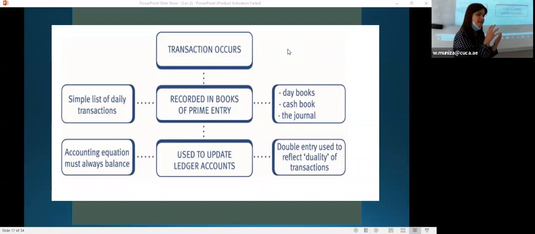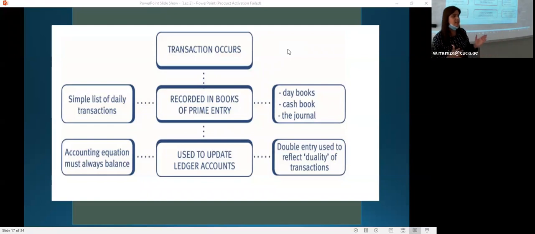Once the transactions are recorded, we have to classify them on the basis of their similar characteristics. Because in the books of prime entry, whenever the transactions are happening, we are recording them. They become bulky. We then have to classify them. We have to arrange them in a good manner so that summarizing of those transactions becomes easier. So in the next step, we make the ledger accounts to classify those transactions.